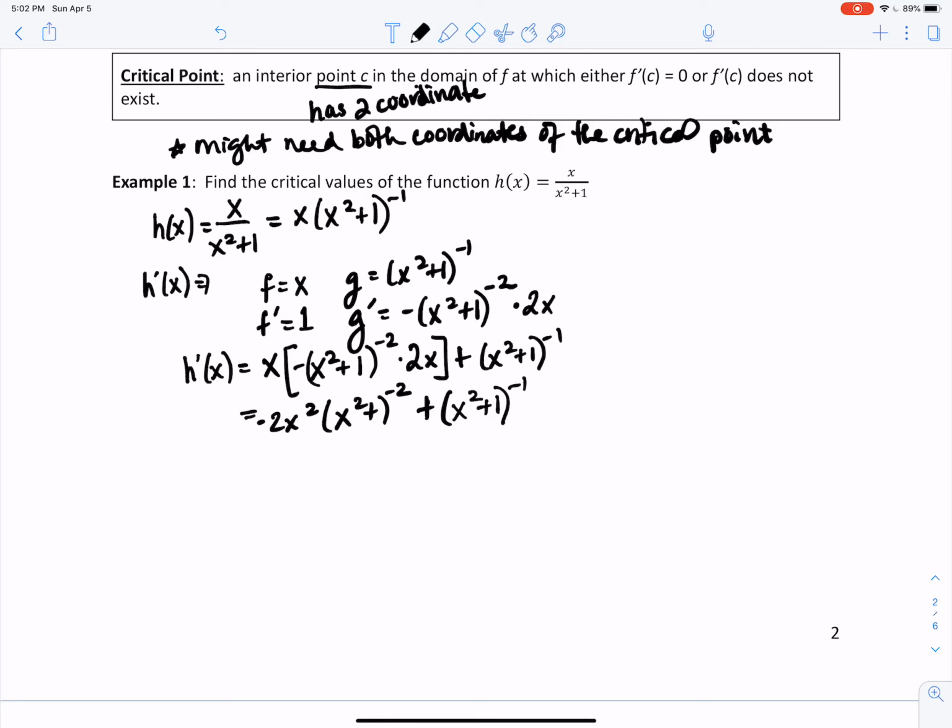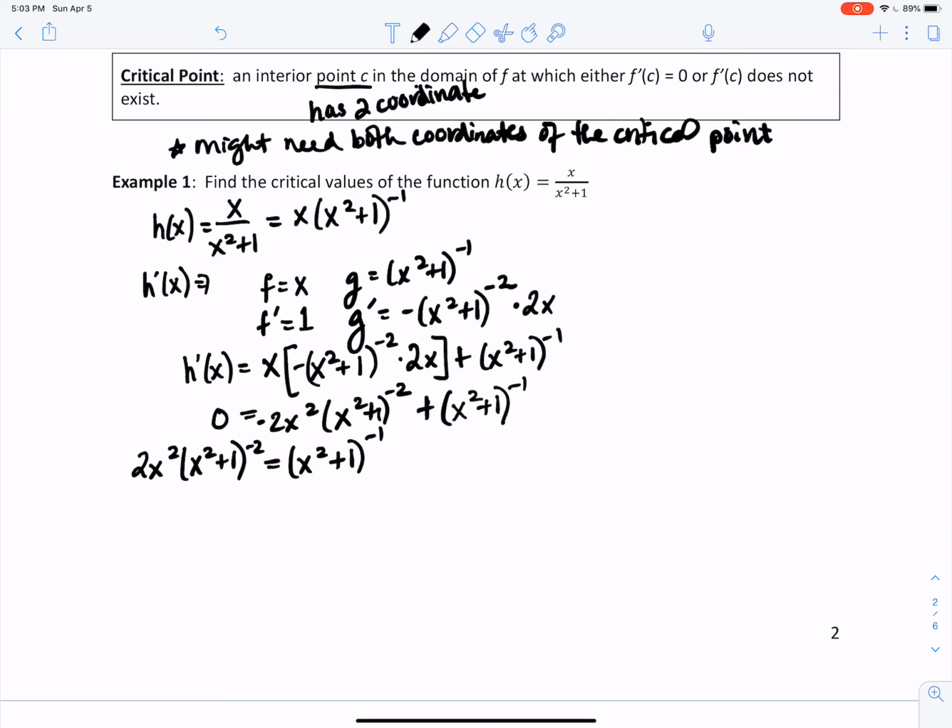So I've done my first step, which is taking the derivative. My next step is to set it equal to 0 and solve for x. I'm going to add 2x squared times x squared plus 1 to the minus 2 to both sides. So I end up with 2x squared times x squared plus 1 to the minus 2 equals, and I still have on the right side my x squared plus 1 to the minus 1.